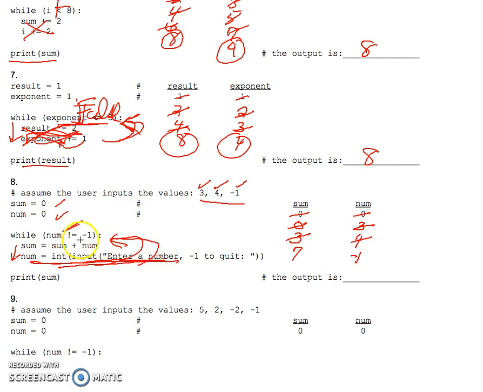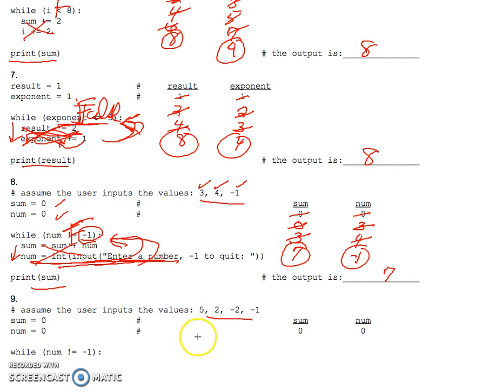That's called a sentinel value. We studied this earlier in the school year. So we ask ourselves, is -1 not equal to -1? False. And we don't execute the body of the loop anymore, and we print sum, which is 7.